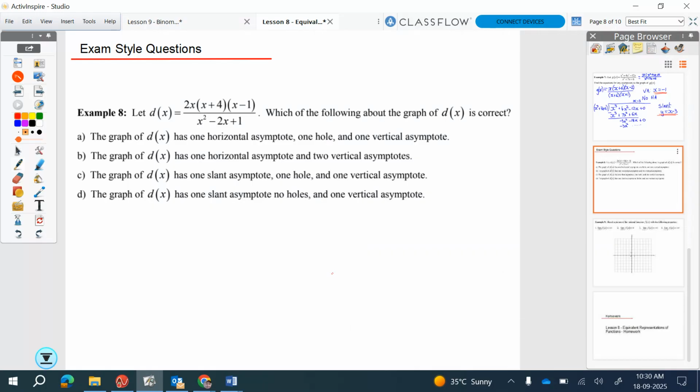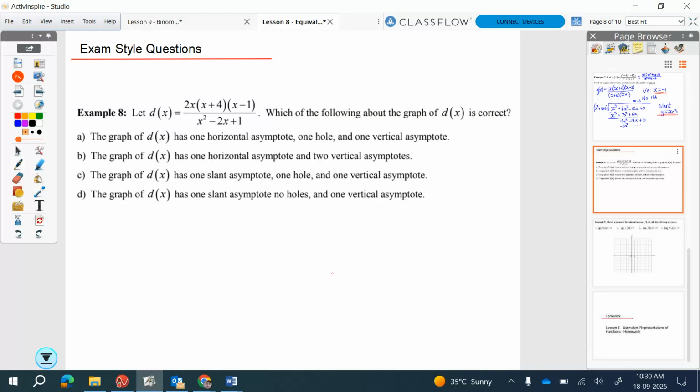Let's have a go. Okay. Maybe it's my answer. So we have D given there. We've got function D. Which of the following about the graph is correct? Ooh. So it has one horizontal asymptote, one hole, and one vertical. So, all right, let's just identify what it has.